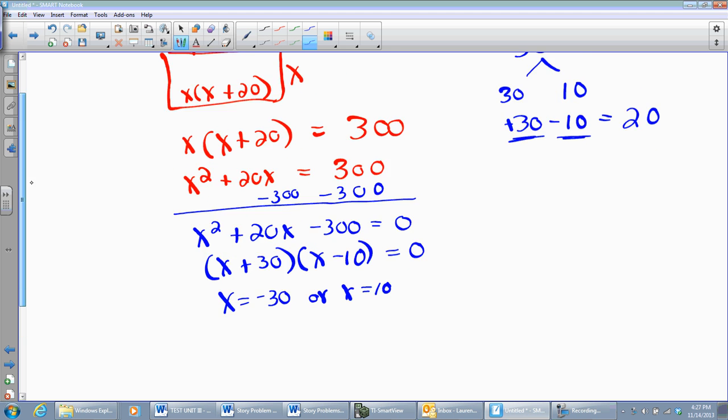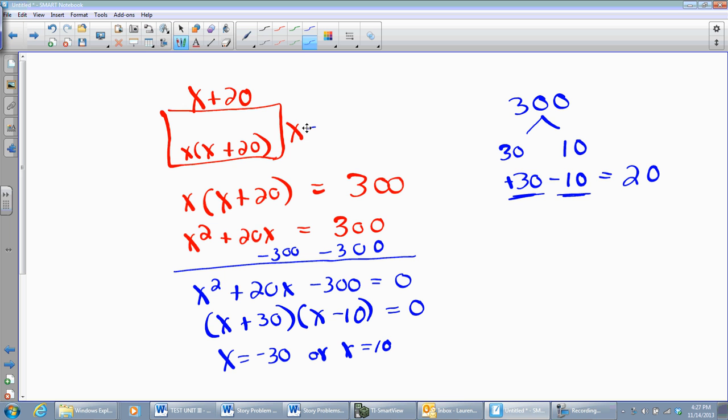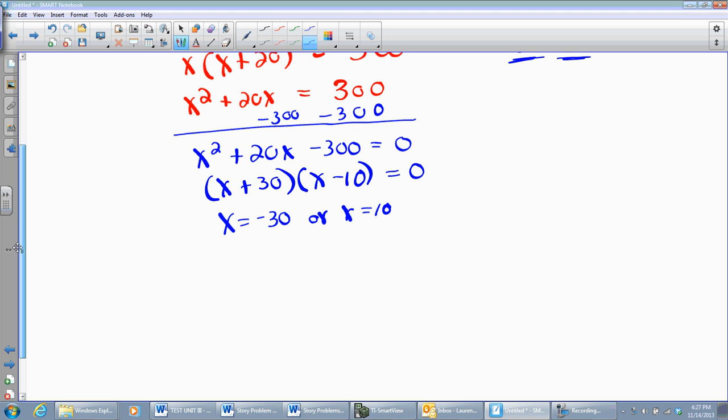Ooh, that first answer is bothering me. Can x be negative 30? I don't think so. No way. Doesn't make any sense. So I'm going to throw this one away. I can't use it. So I'm going to say that x is 10 and therefore x plus 20, the other side, will be 30. So the parking lot is 30, I think we're in yards, 30 yards by 10 yards.